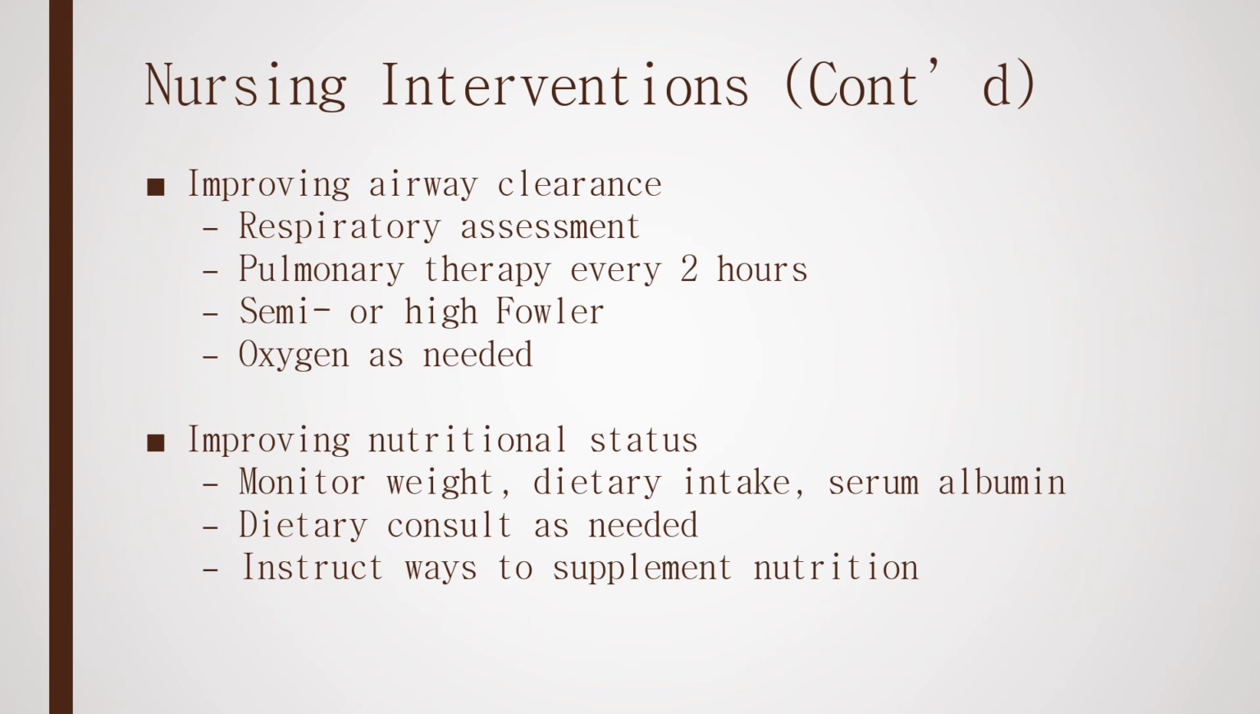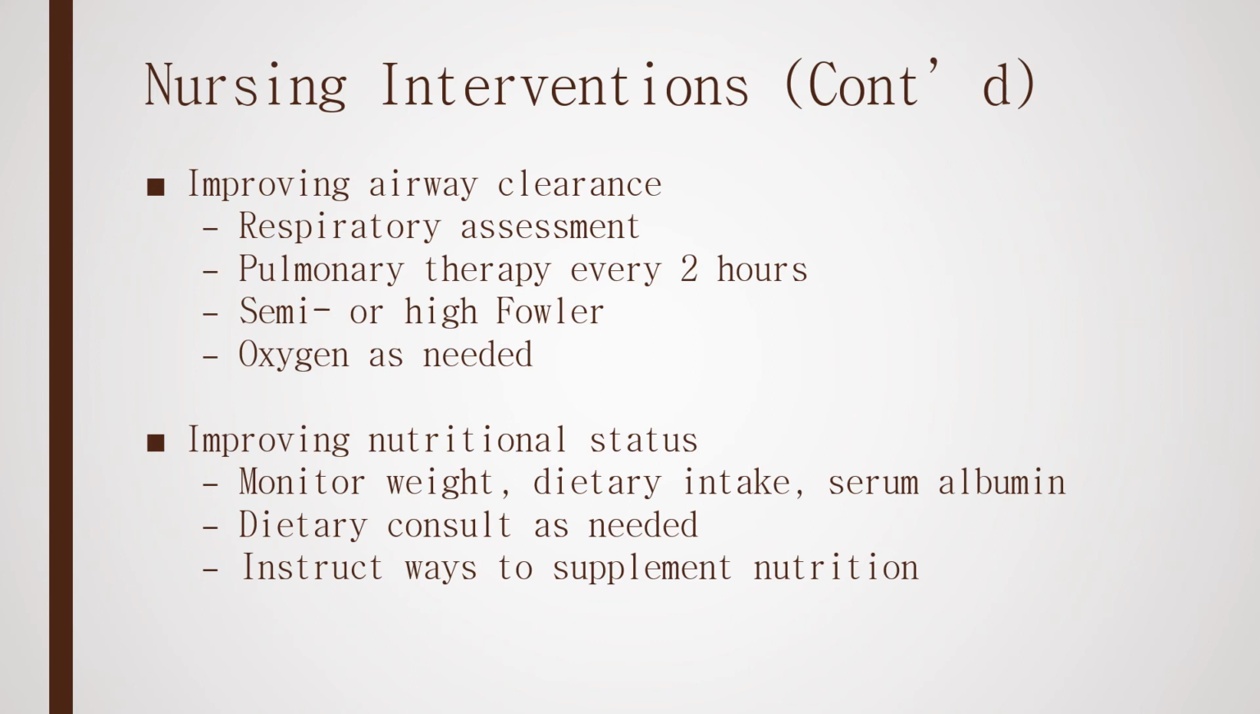Continuing on nursing interventions to improve the patient's airway, we need to do a respiratory assessment more frequently, and pulmonary therapy every 2 hours. You know, deep breathing, cough, exercise, and spirometer to improve the respiratory function, and put the patient in semi or high Fowler position, and you might need to administer oxygen as needed.